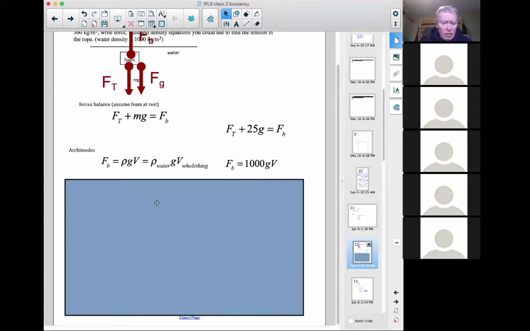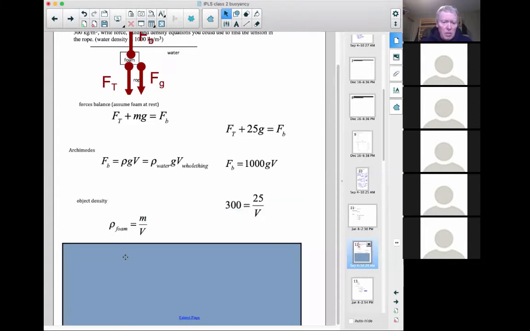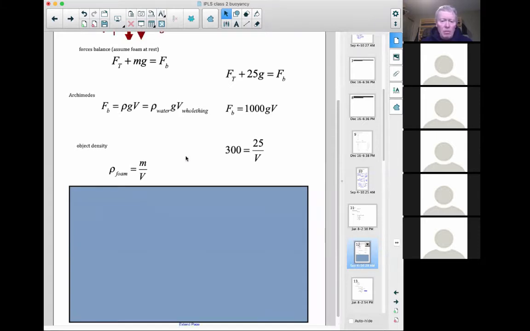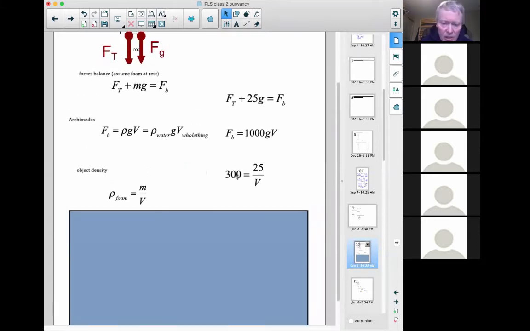So we are going to need a third relationship, which is the density of the foam. Density is mass over volume, and it's the whole object. Now, we know the density of the foam is given as 300. We know the mass is 25. So there you go. Aha, we can actually solve this equation for something. So those are the three equations. And if you like more concrete things with numbers, then they're over here.